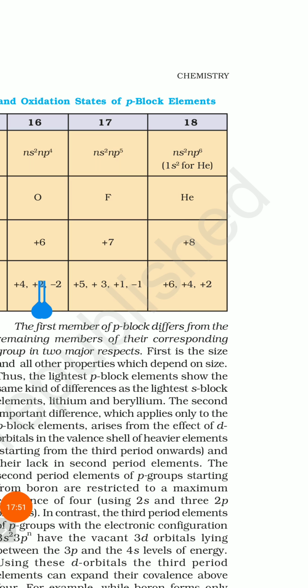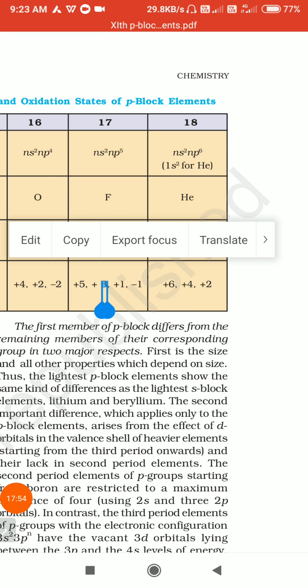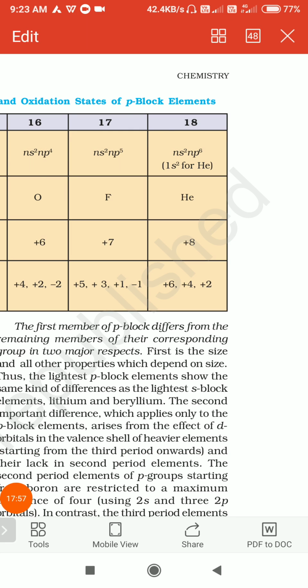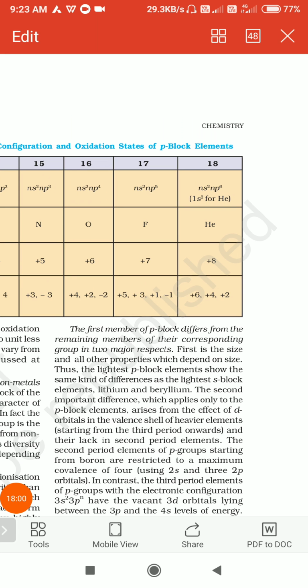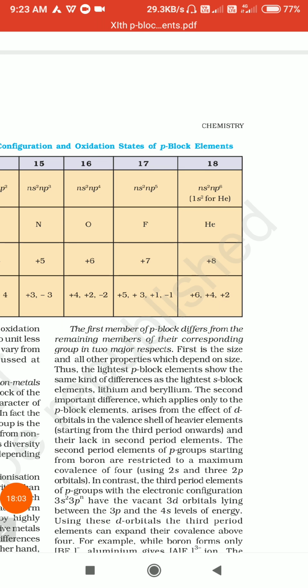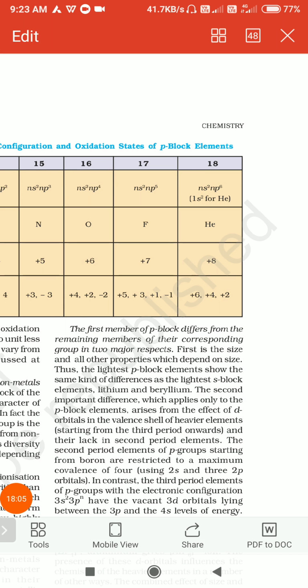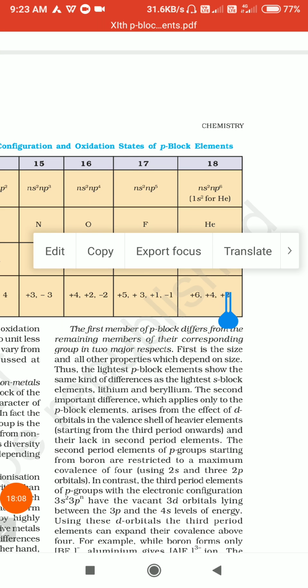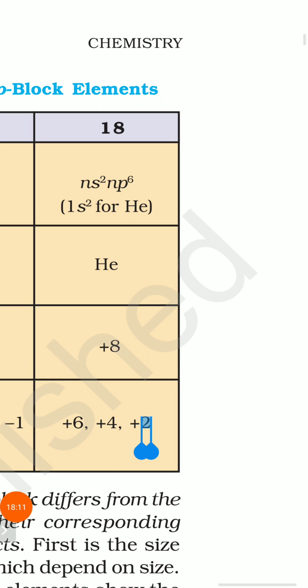Next, the 17th group elements show plus 5, plus 3, plus 1, and minus 1 also. Next, the 18th group elements show plus 6, plus 4, and plus 2 also. But commonly, noble gas elements are called zero oxidation state. But in some compounds, xenon shows these oxidation states: plus 2, plus 4 and plus 6.